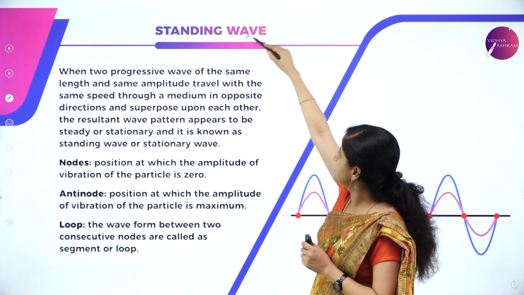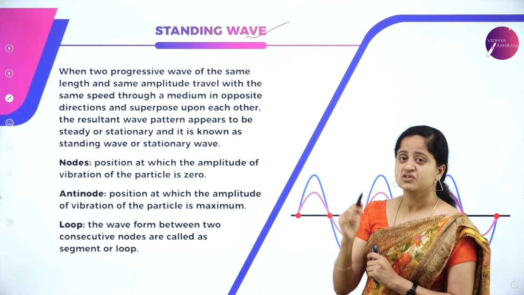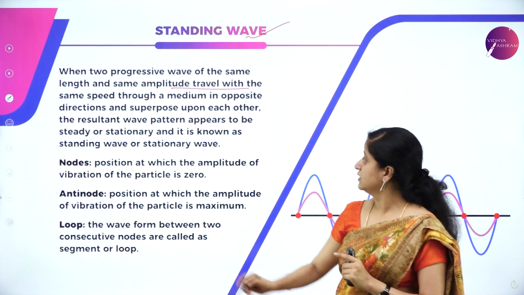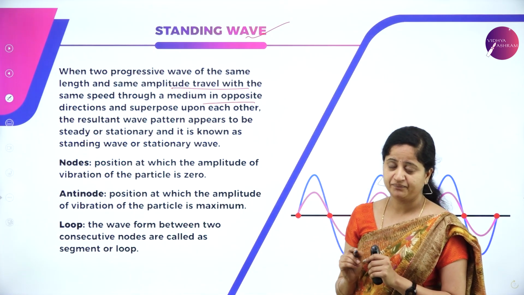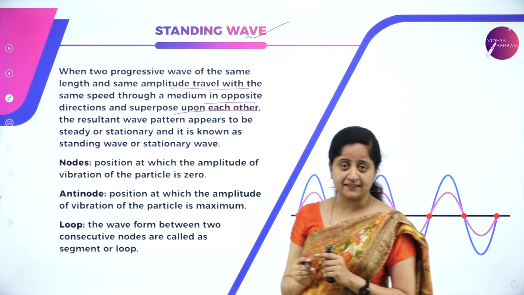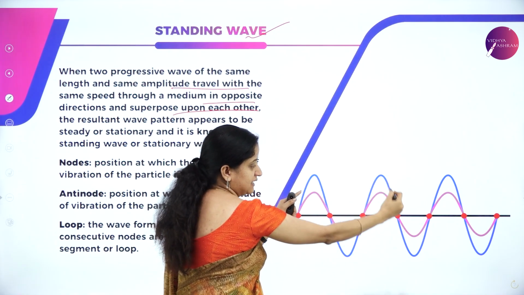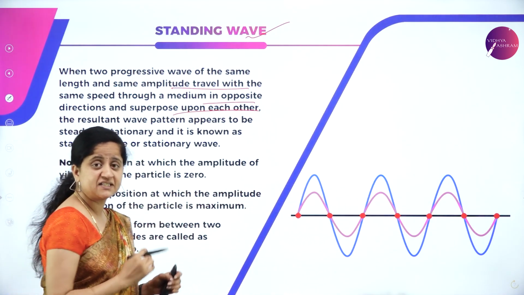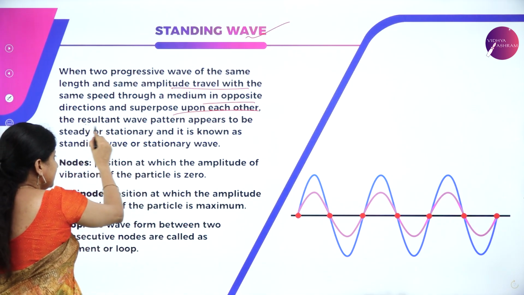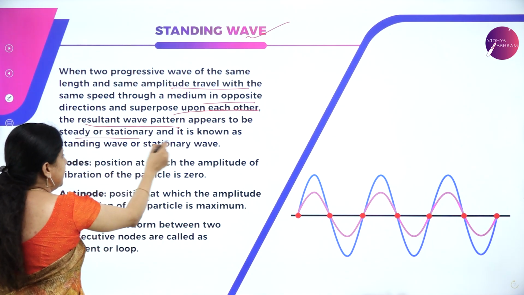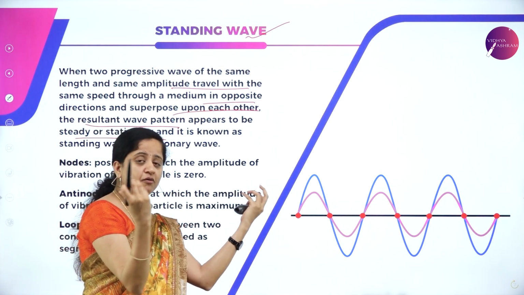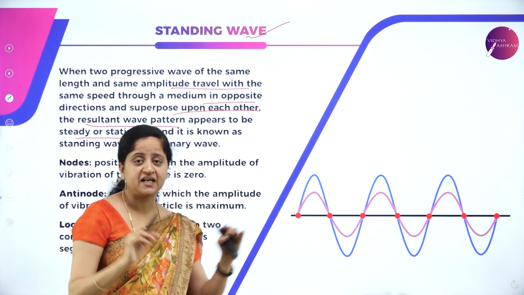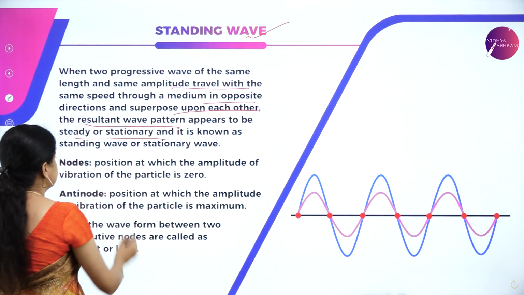The next important concept is the standing wave. What is the meaning of standing wave? When two progressive waves of the same wavelength and same amplitude travel with the same speed through a medium in opposite directions, they superpose upon each other. One wave travels in one direction and the other in the opposite direction, they overlap, and the resultant wave pattern appears to be steady or stationary. Since they travel in opposite directions with the same speed, wavelength and frequency, they look stationary, and hence the name stationary wave, also called a standing wave.